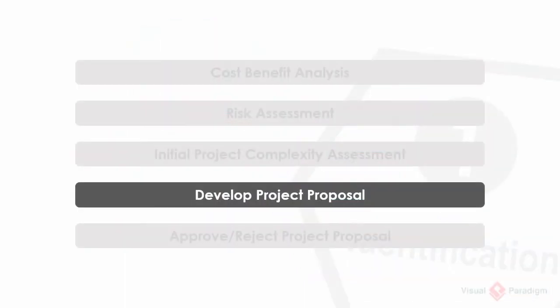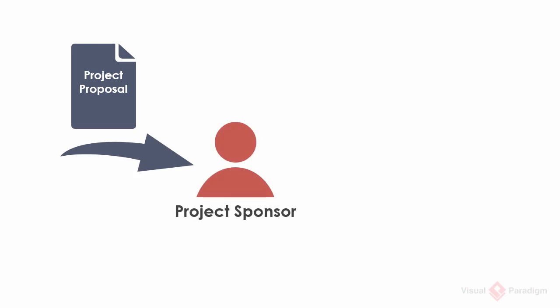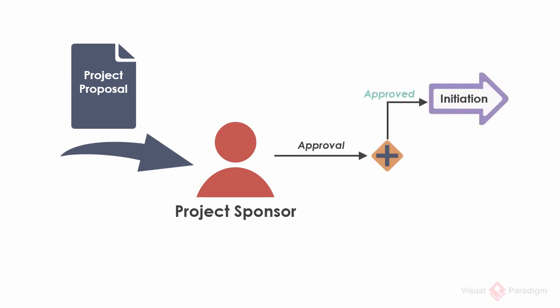Develop project proposal. Project proposal, or sometimes referred to as a business case, is a document that describes what needs to be done, why the project is worth doing, and the overall strategies that enable the project to be accomplished. By the end of the identification phase, the project sponsor evaluates the proposal and decides whether to approve it or not. If approved, the project is set to be identified. The initiation phase will then begin. If rejected, the project will be terminated.